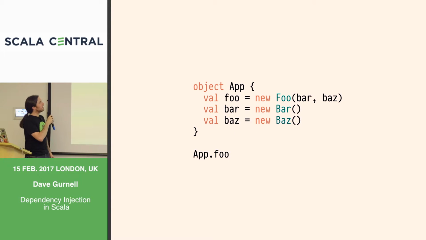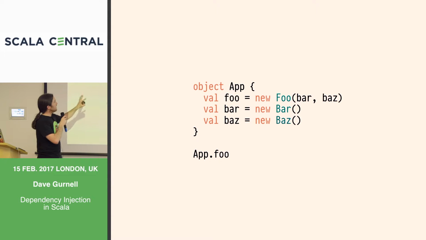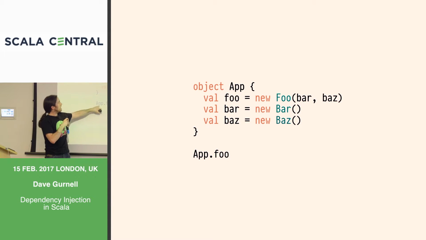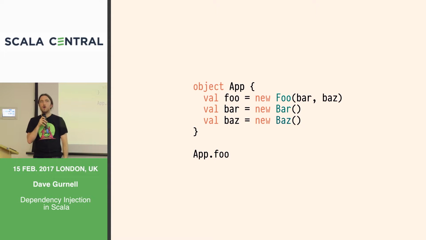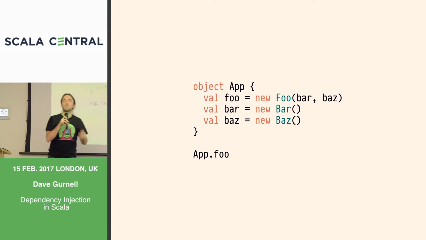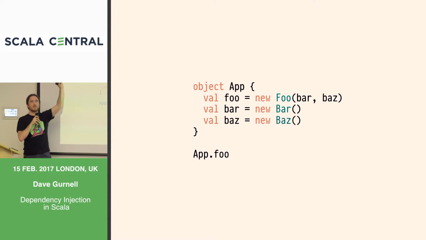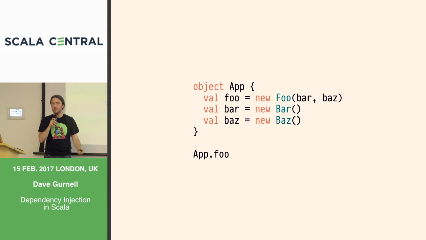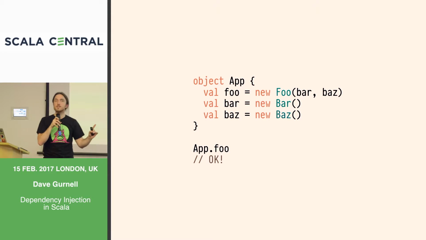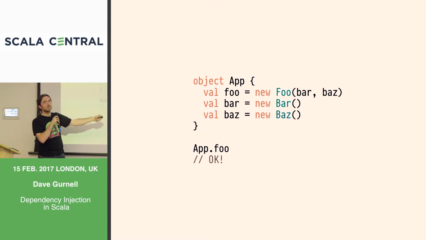I've got my wiring here. I have three components: Foo, Bar, and Baz. Foo depends on Bar and Baz. And I'm going to wire everything together and I'm going to try and get hold of foo. What happens? I can't hear you. Null pointer exception. Who thinks null pointer exception? Okay, hold that thought. What happens is nothing. It's all cool. There's no bug. It's fine. Why is there no bug? Because we haven't used the null references yet.